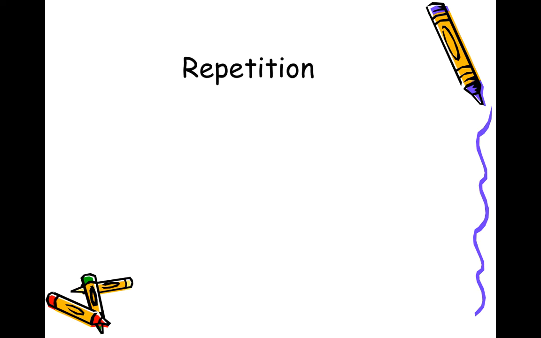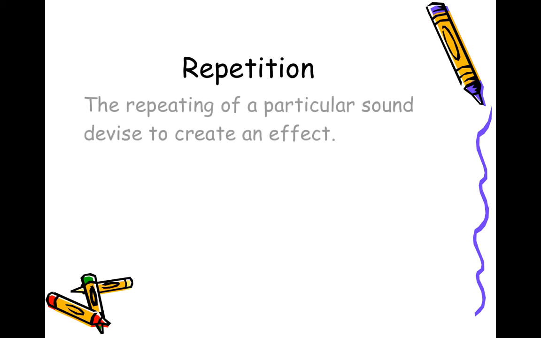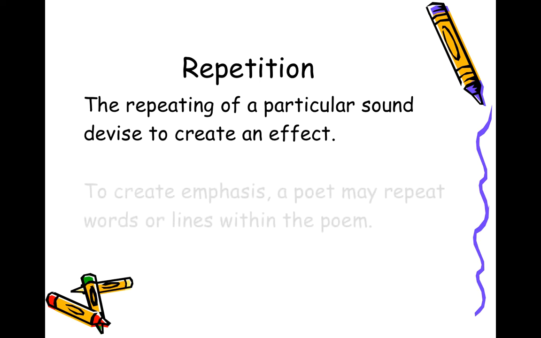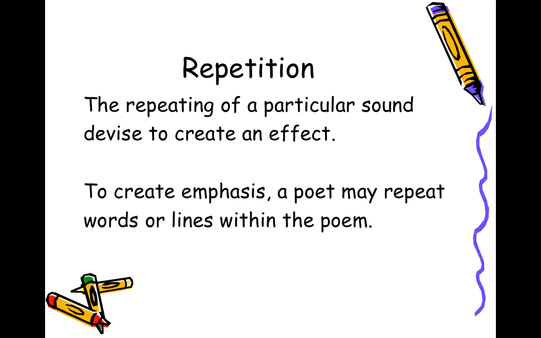Repetition is a poetic device that many poets use. It's the repeating of a particular sound device to create an effect. Or, to create emphasis, a poet may repeat words or lines within the poem.